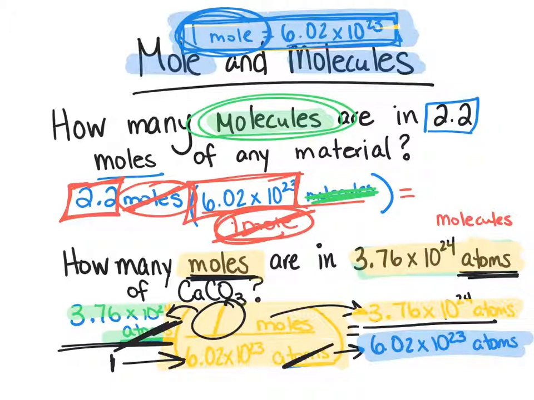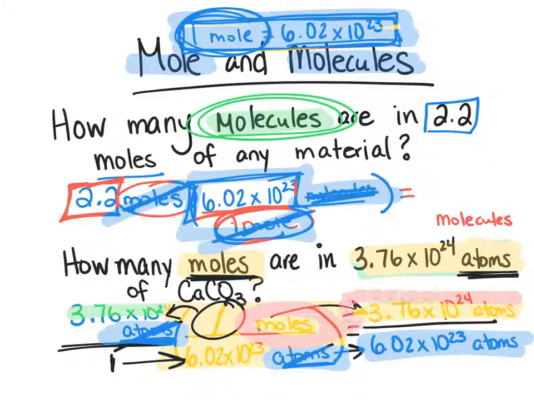So we can see that we're setting up the ratio with atoms on the bottom because atoms is what we're starting with, and that way our atoms cancels out and we end up with moles as our answer when we take these two and divide them.